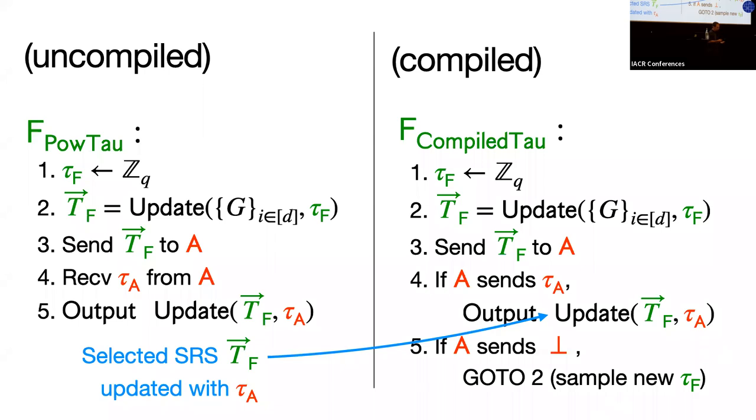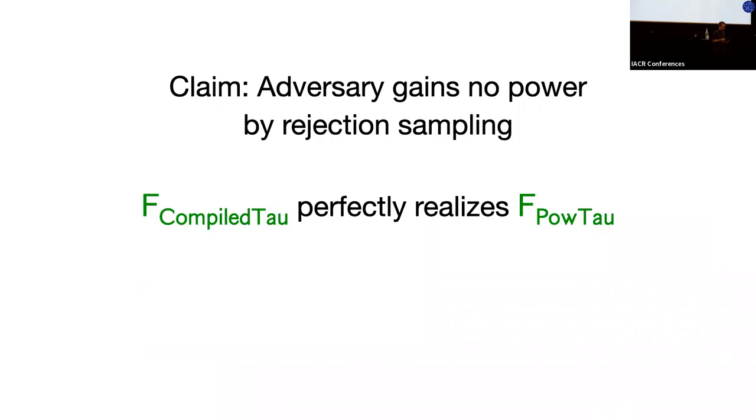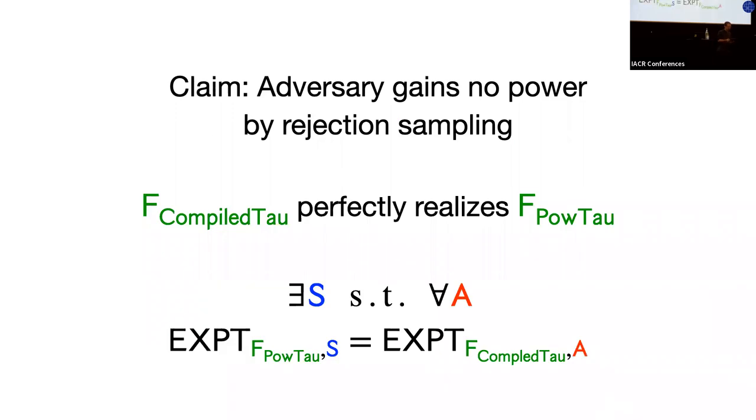And at the end, whichever one it selects, it sees that SRS again updated with its own share of tau. Now, I claim that this rejection sampling mechanism that I've just given the adversary actually gives the adversary no additional power. And specifically, this means that f compiled tau perfectly realizes f powers of tau. Of course, this implies that there must exist some simulator such that for all adversaries, the experiment involving f powers of tau and the simulator has an output distribution exactly equal to the experiment involving f compiled tau and the adversary.